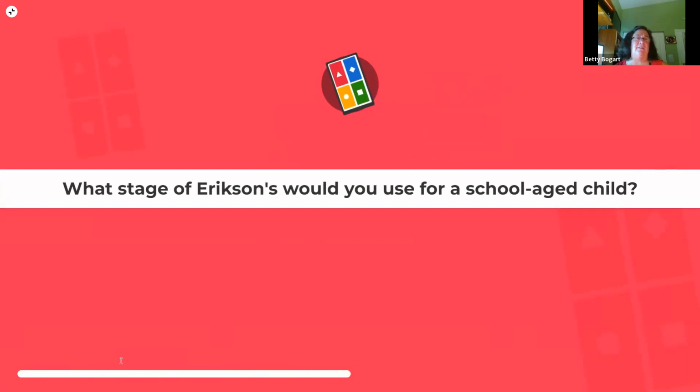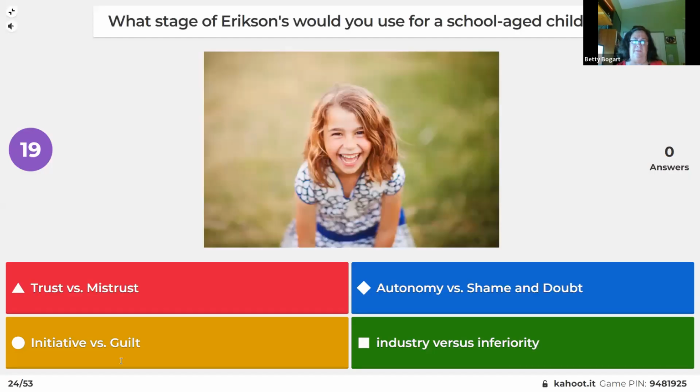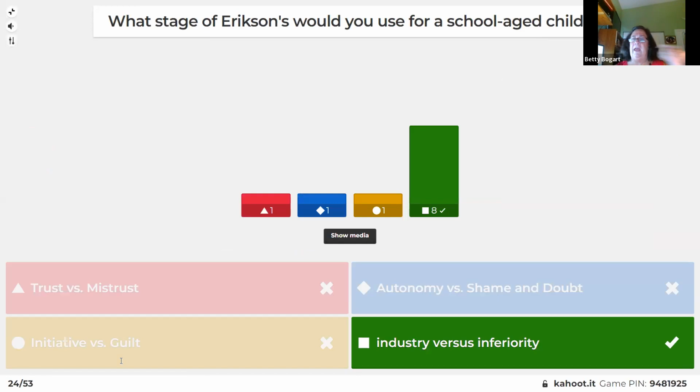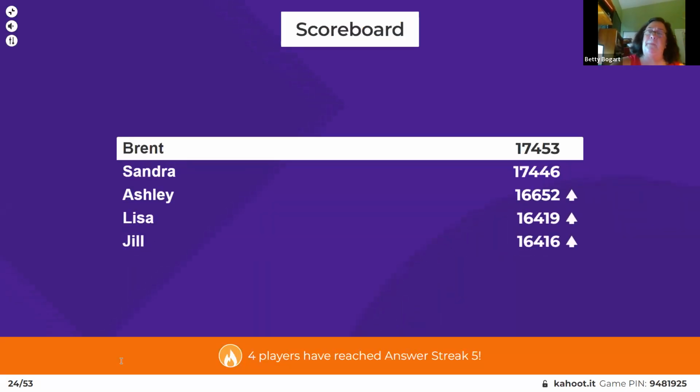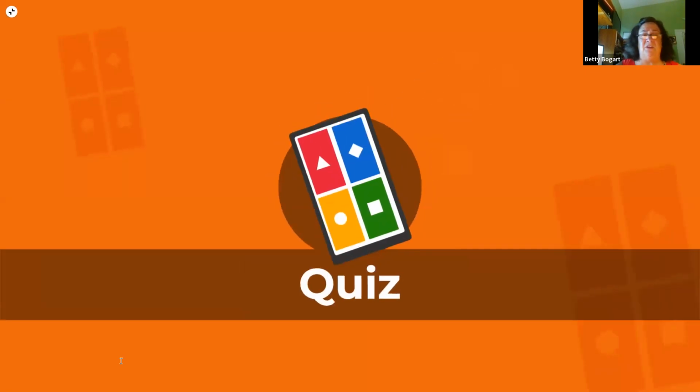What stage of Erikson's would you use for a school-age child? How do I describe school-age children to you? They are pleasers for sure. They love to be able to do things, and do it well, but they're sad because they can't do everything well. So that's the inferiority part. Can't do it.